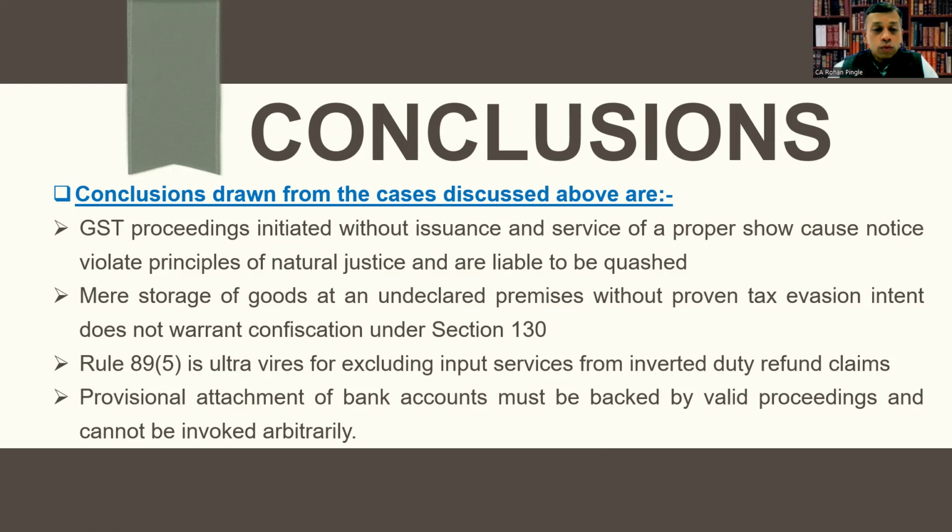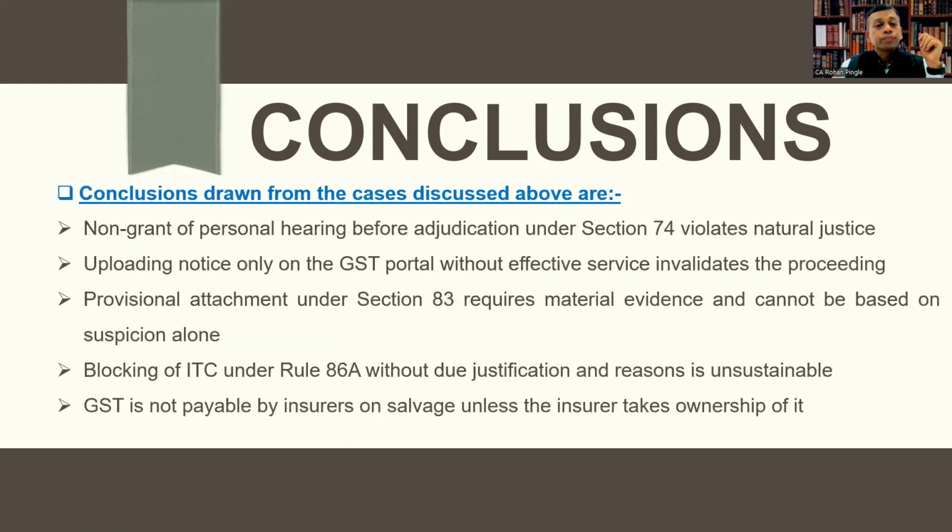Rule 89 sub-rule 5 is ultra vires for excluding input services from inverted duty refund. That's very much important. Provisional attachment of bank accounts must be backed by valid proceedings and cannot be invoked arbitrarily. Non-grant of personal hearing before adjudication under Section 74 violates natural justice. Uploading notice only on the GST portal without effective service invalidates the proceedings.